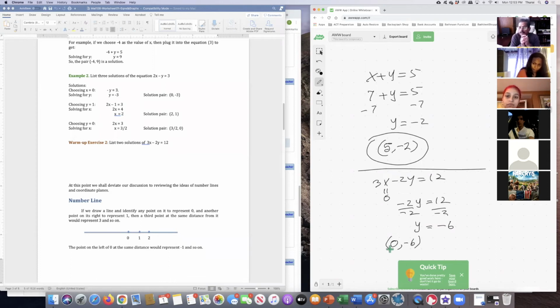There it is. Okay, give me another easy number to work with, another easy choice. Let's say for y. Let's choose some value for y. What would you choose?